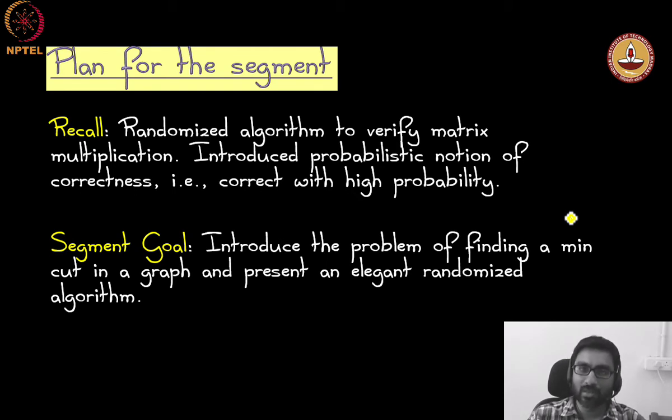We're going to formalize it in the following way. We're going to define something called a min-cut in a graph. Informally speaking, it's the fewest number of edges that you need to remove in order to disconnect the graph. If that's very small, then the graph in some sense is not strong enough. That's the intuition that leads to this formalism. And we present a very simple, elegant randomized algorithm to solve this problem.